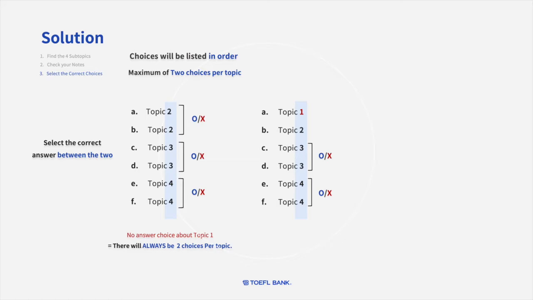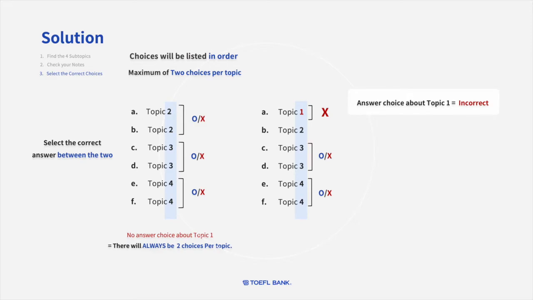But there are cases where one of the choices is about subtopic 1. The choice that matches the idea of the introductory sentence, as in subtopic 1, that choice is a 100% incorrect choice.